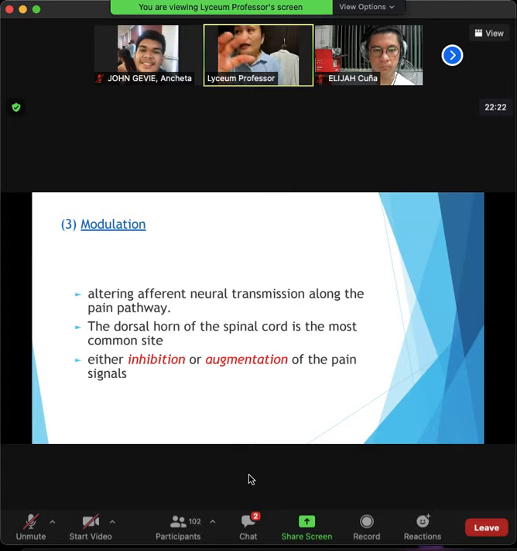Ito na yung kaya nagkakaiba-iba tayo. You, me, and others have different pain perception because of modulation. It can be inhibited or augmented. Some patients, kahit na ginalaw mo lang, very painful sa kanila. Those are augmented, yung pain signals nila. But sometimes, kahit na nadurog na yung kamay niya, wala pa rin siyang pain na nararamdaman. So, inhibited yung modulation.